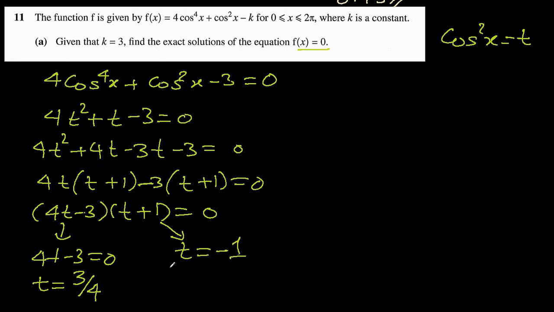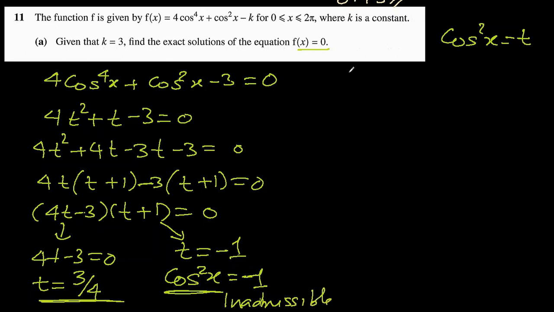Okay, this we can negate straight away. Why? Cos square x was the actual one, equal to negative 1. A square number cannot be negative, right? So that means this answer is inadmissible. We will not at all use this. That means we have to use this one, and we'll use it here. Cos square x equal to 3 over 4.